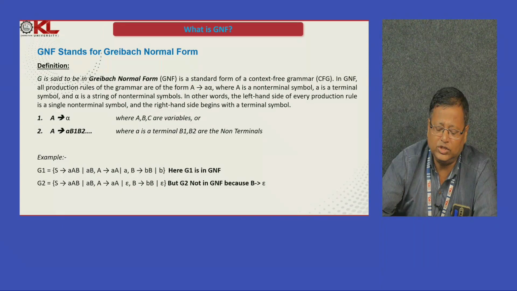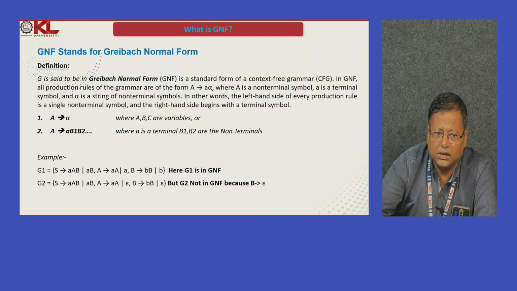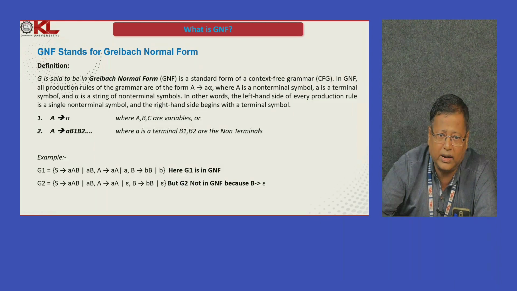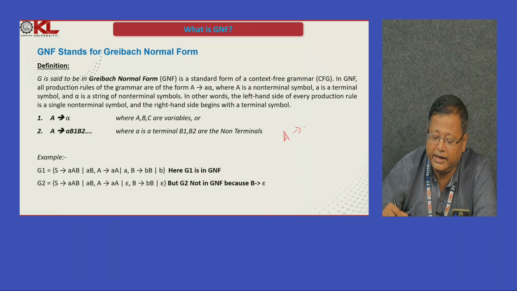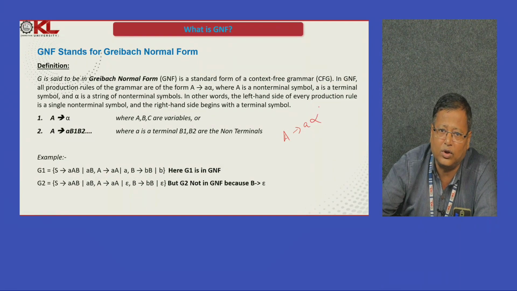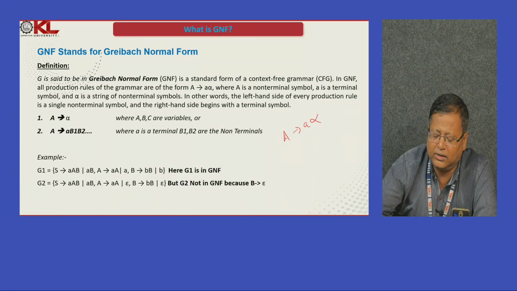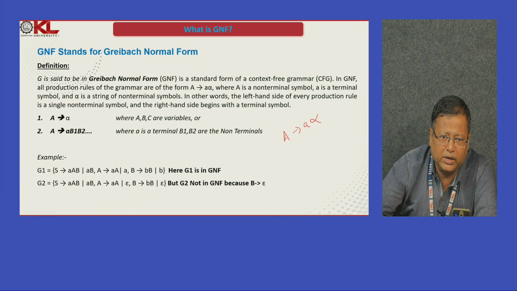Next we go to GNF. GNF stands for Greibach normal form. A grammar G is said to be in Greibach normal form, GNF, which is a standard form of the context-free grammar. In GNF, all production rules of the grammar are A derives a alpha, where a is a terminal symbol and alpha is a string of non-terminal symbols. In other words, the right hand side of every production rule starts with a single terminal symbol followed by non-terminal symbols.